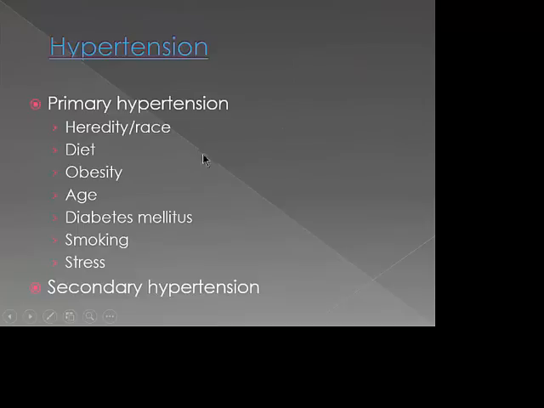Okay. So hypertension is defined in two ways. There's primary hypertension, which is the most prevalent type of hypertension. We do not know why it occurs. We think some of these could be the problem: either you inherit it, or certain races are more prone to hypertension than other races. A lot to do with diet. The more fats you eat, the more obese you get, the more cholesterol is deposited in your arteries, and it causes atherosclerosis. You get hypertension.